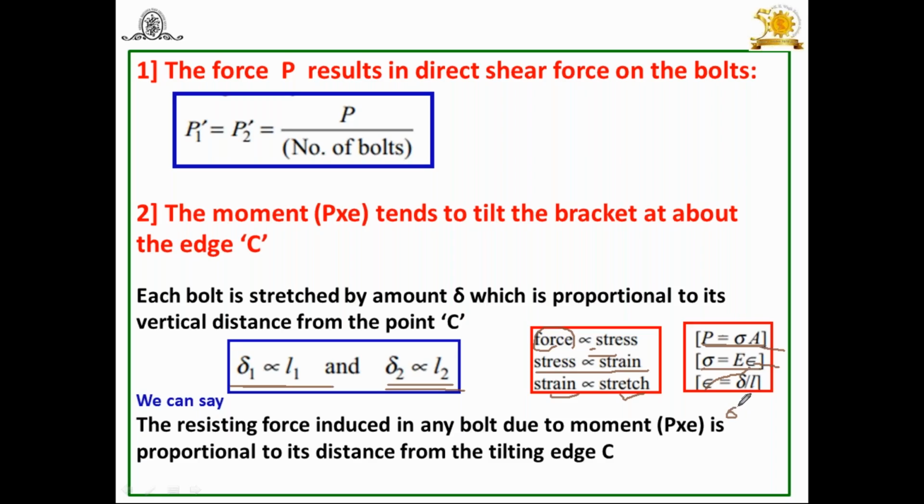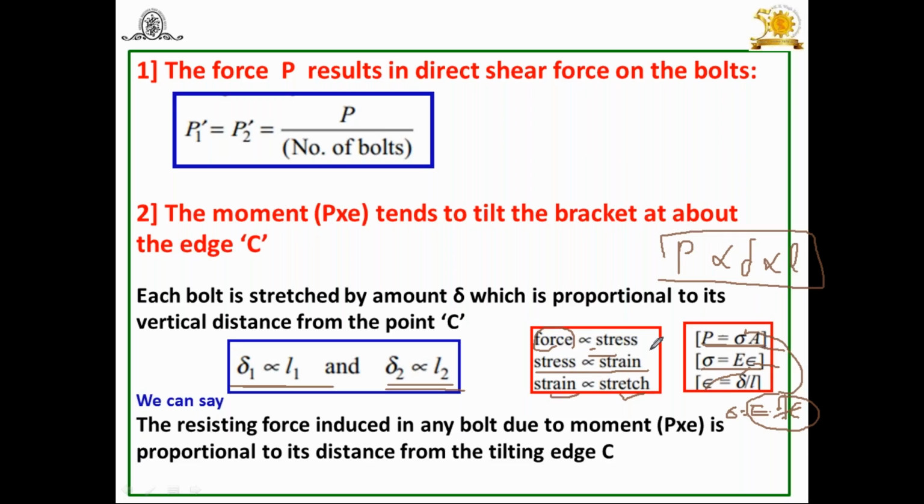So what you will get? Sigma is equal to E into epsilon, that is delta upon L. And again, you can substitute this E into delta upon L here again. So what you will get? The P is directly proportional to this delta. Try to understand. And that means P is also proportional to delta. And delta is proportional to L. Try to understand. That's why I have written these things here.